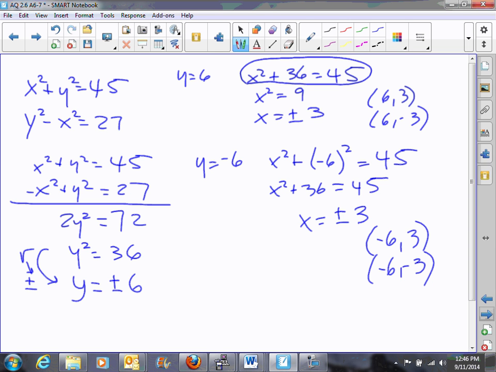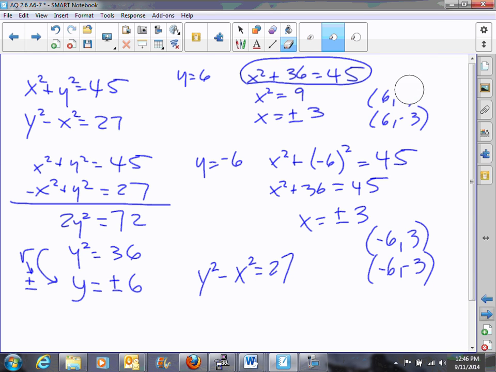Now, in this particular case, we do need to check these because with the squaring and square rooting and so forth, some of these points may not work in both of the equations. Now, we know they all work in the first one because that's where we got them. So let's try them in the second one. Now, we have y squared minus x squared equals 27. So if we put negative 3 or 3 in for y, oh, wait. Oh my goodness.